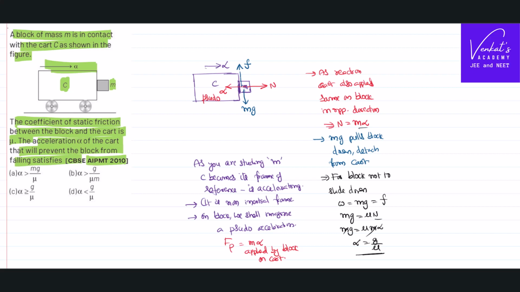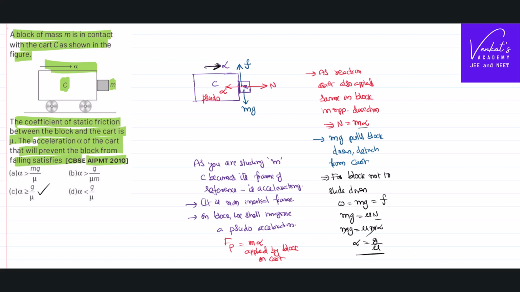Acceleration of the cart could be exactly that, but we don't have that option actually, right? The exactly equal option is not there. It could be even greater. Even if it is greater, it is able to balance it. So alpha is greater than or equal to g by mu is the answer to this problem, right?